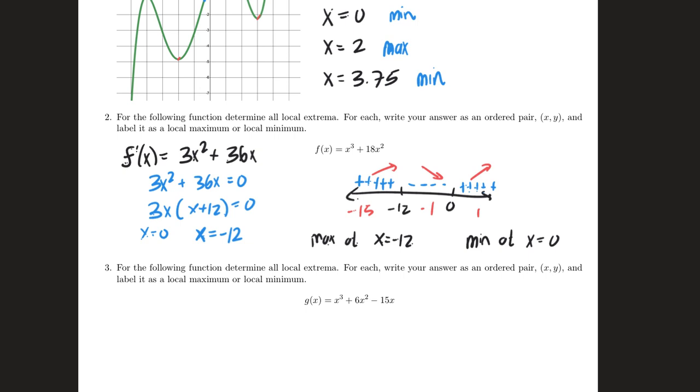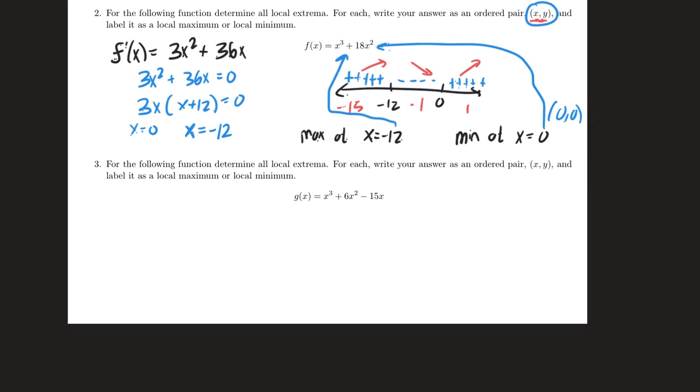The problem asks for the xy coordinate. Just to save time, if you plug negative 12 into your original function, because that's the pair on the original graph, that's how you get the y coordinate. The 0 is the easy one to plug in, you get 0, 0. So you have a min at 0, 0, you have a max at negative 12 and whatever that number would be if you plugged in negative 12. You could do problem 3 the same way, or you could do the second derivative test.